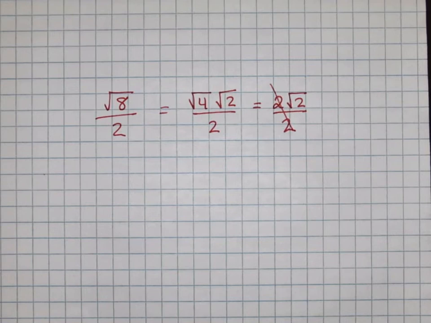Is root 8 not the same as root 2? They are all equal. Root 8 is the same thing as 2 root 2, and it's the same thing as root 4 times root 2. These are all equivalent.